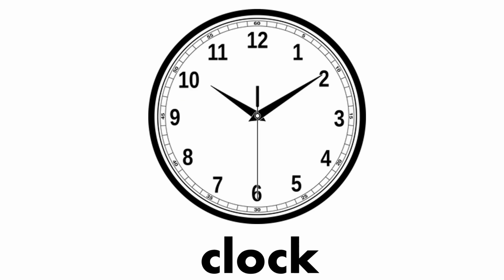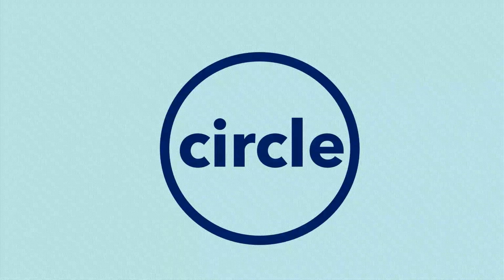A circle is round. Big circle, small circle. Red circle, orange circle. Yellow circle, green circle. Blue circle, purple circle. This clock is a circle. The circle.